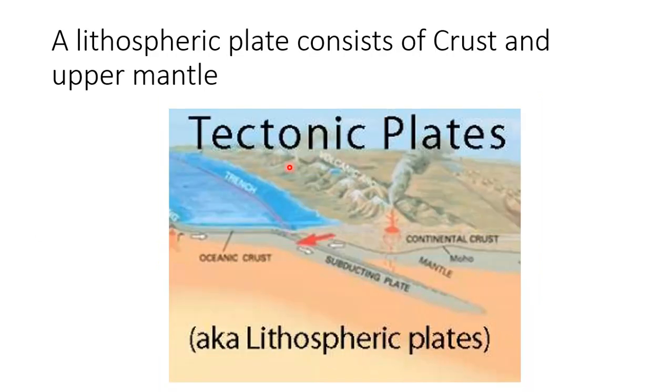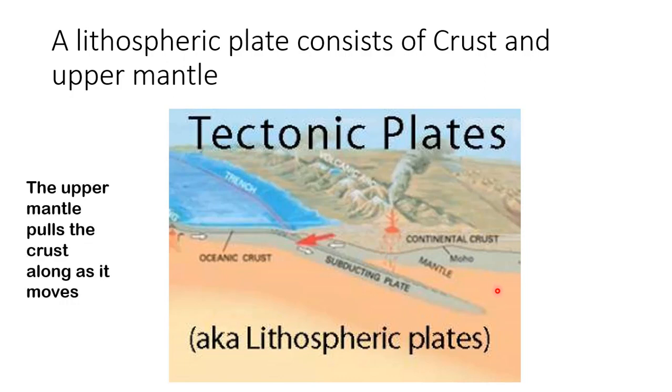So let's look at a better picture of that. We have our crust up here, and then we have our upper mantle here, and it's kind of pulling this crust along. And that crust can have ocean on it, or that crust can have continent on it. So if it's continental crust, it has a continent on it, and then this upper mantle is pulling it along, right? And then this is the regular mantle. So the upper mantle pulls the crust along as it moves, and whatever is on top of it.